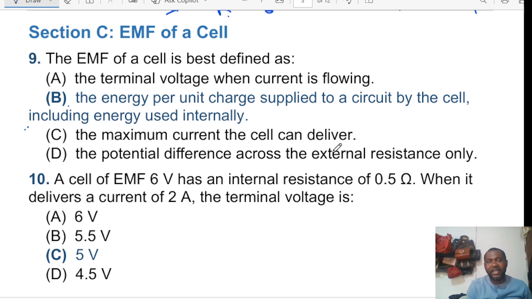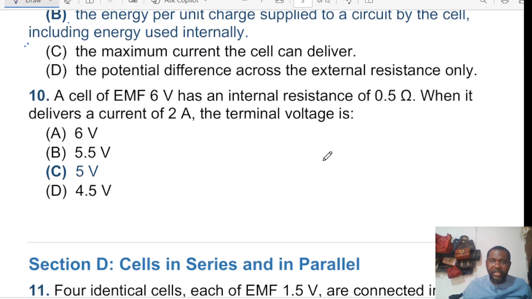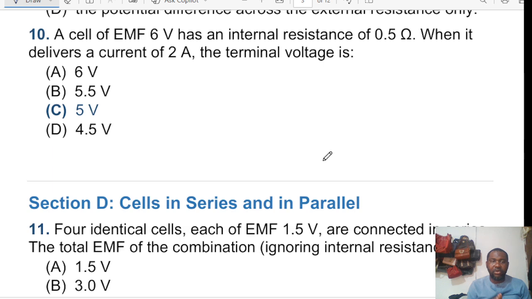Another way you can define EMF, these are different ways, one of them is going to surface. Another way you can define EMF is that it is the potential difference across the cell when it is not supplying current. That's it. So any of these can be used for the definition of EMF. Now I have one more question here.